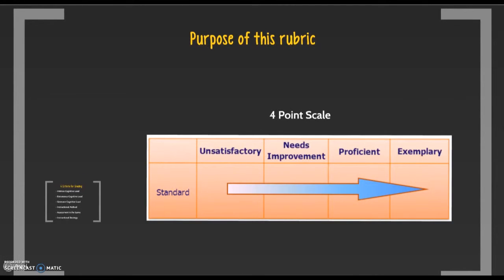The purpose of this rubric is to serve as a resource for educators to aid in evaluating the effectiveness of elementary level educational games. This rubric is based on a 4-point scale and was thoughtfully designed with 6 focal points in mind.